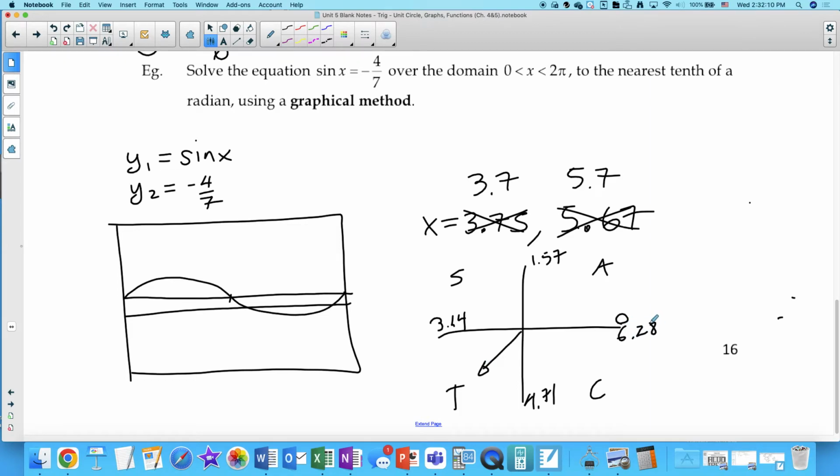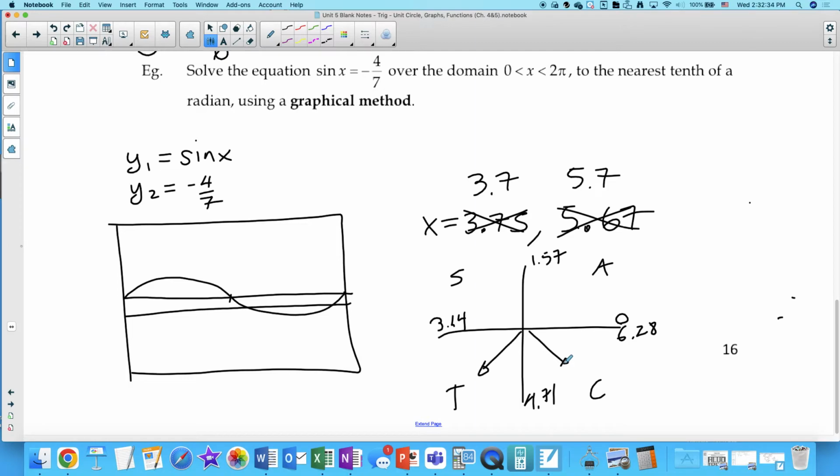And this could be a question that I could ask you to solve without graphing. And then you'd have to get the reference angle. These two angles have the same reference angle, and use your knowledge of CAST to be able to figure out the third quadrant angle and the fourth quadrant angle. Okay. Questions so far? Yes?